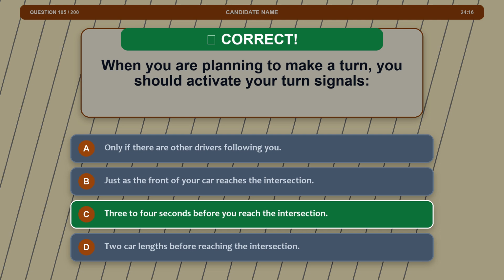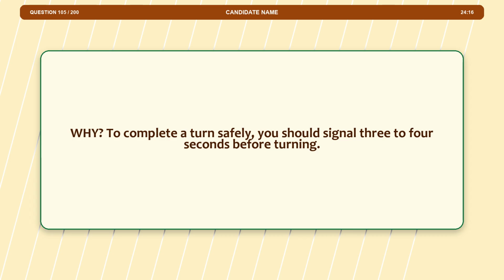The correct answer is option C, 3 to 4 seconds before you reach the intersection. Explanation: to complete a turn safely, you should signal 3 to 4 seconds before turning.